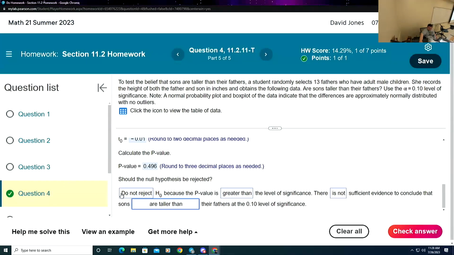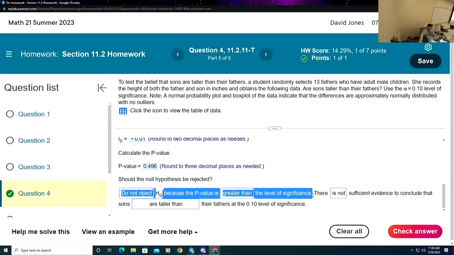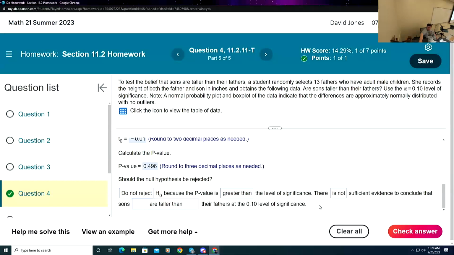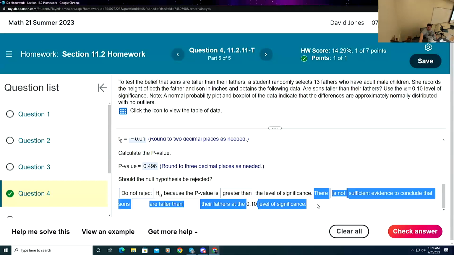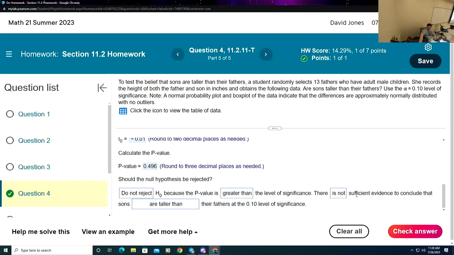Notice, like this bit right here, that's my step 4. Do not reject H naught because p-value is greater than alpha, level of significance. Step 5 is their next sentence. There is not enough evidence to conclude that sons are taller than their fathers at the 0.10 level of significance. Some of these problems literally have all the steps listed. They just break them up into subparts.